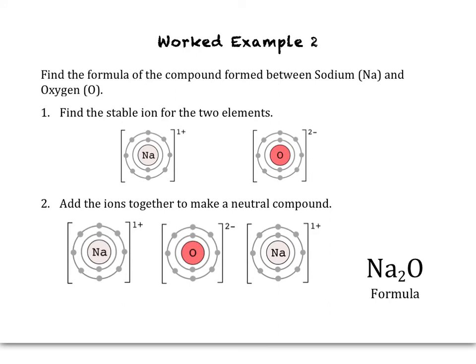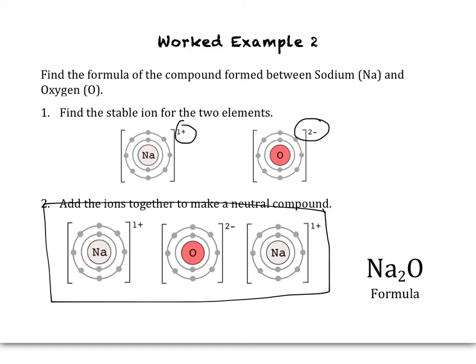Worked example 2. Find the formula of the compound formed between sodium and oxygen. Rule 1 is to find the stable ions for the atoms. Sodium is in group 1, so it loses 1 electron to form the sodium 1+ ion. Oxygen is in group 6, so gains 2 electrons to form the oxygen 2- ion. For the second rule here, we need to combine 2 sodium 1+ ions with 1 oxygen 2- ion to get a neutral compound. The formula is therefore Na2O.